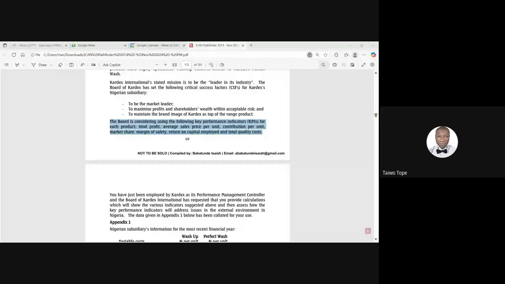So the next is what? The next KPI. Market share. How many of you have studied these aspects of the syllabus? KPI, these are non-financial performance indicators, where you have PESTEL, you have SWOT analysis. We study it in CSME. It's also in performance management.